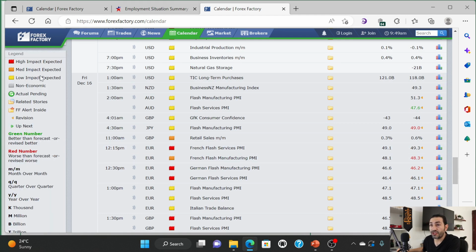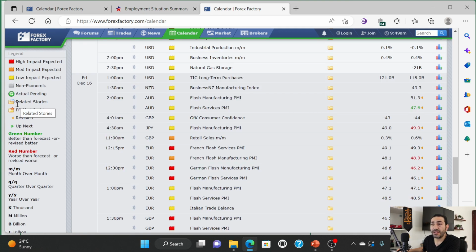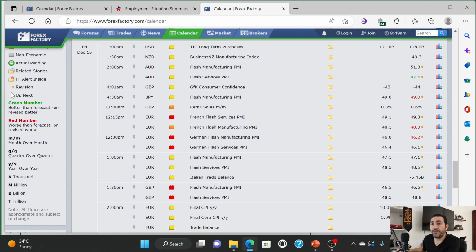The amber or the orange color is the medium impact indicator, and the yellow is the low impact indicator, and the gray is the holiday seasons, or non-economic events. So if I have the yellow arrow here on the right hand side, that means the data has been revised. If I have a folder and inside that folder there is a small file, that means there is news or stories related released. If I have a green arrow on the left hand side here, that means this green arrow is the next upcoming indicator, and it doesn't matter, maybe it will be tomorrow or after a few minutes or after a few hours. Green numbers are better than the expected forecast, the way we say it.